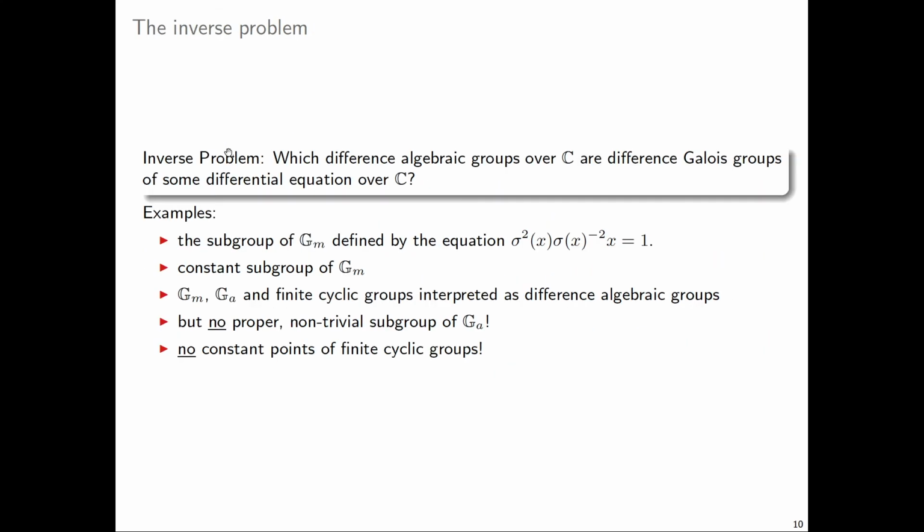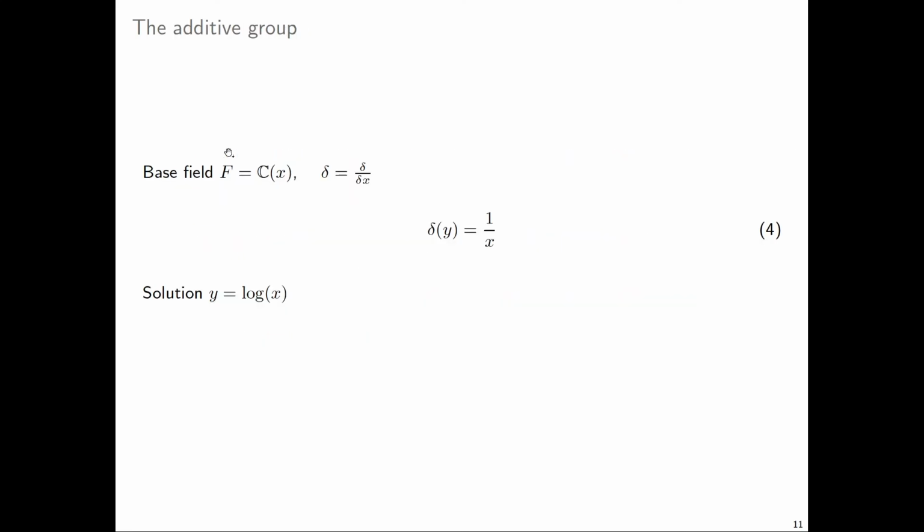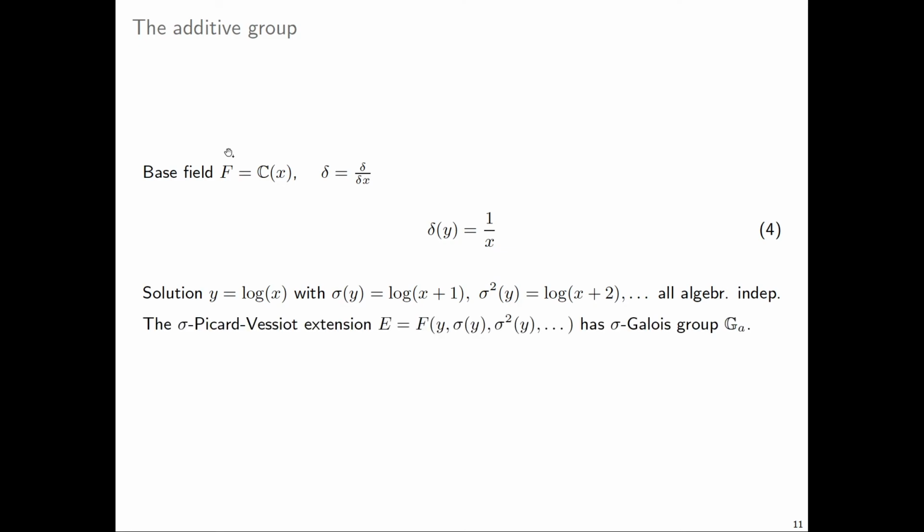Now let's get back to this slide. So now we did check all subgroups of GM. So let's move on to the additive group. If we want to have the full additive group, we can do the same thing as usual, adjoining a logarithm, because if you look at the images, you have logarithm of x plus 1 and logarithm of x plus 2 and so on, and they are also all algebraically independent. So you have no relations, no constraint on the automorphism group, so you get a full GA.